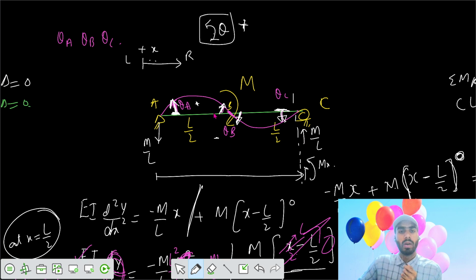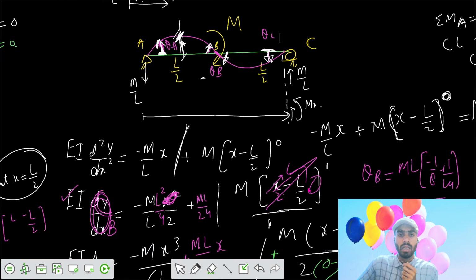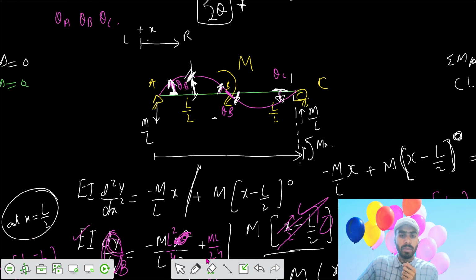Now we can get the delta also at any point. If I ask what's the value of delta at L by 2, you can get it, because it seems that delta is maximum somewhere near L by 2. We don't know exactly where the maximum delta would be.